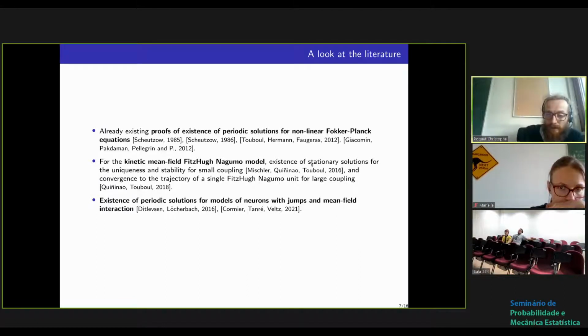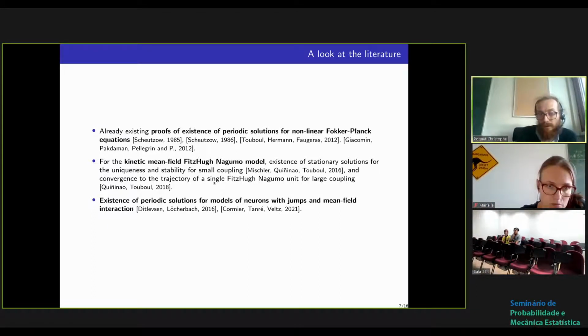And they showed that for this model, if you have a small coupling, you put noise and interaction, but a small term for the interaction, then you have a stationary solution and stability for small coupling. So you don't have any periodic behavior. And what they showed also is that if you take a very large coupling, in the limit of the coupling going to infinity, then you get back the FitzHugh-Nagumo dynamics for just one unit. And so if you had something periodic at the beginning for one unit, you get back something periodic for the PDE. Okay, so I will talk about things a bit different here.